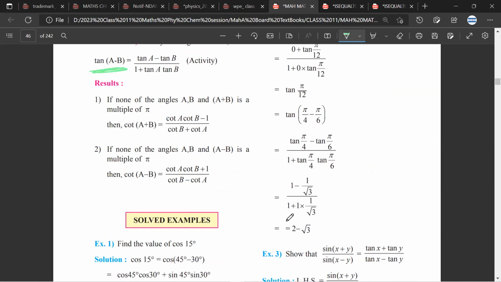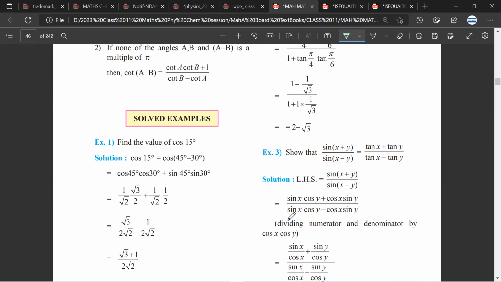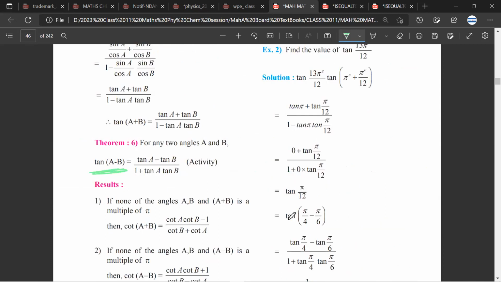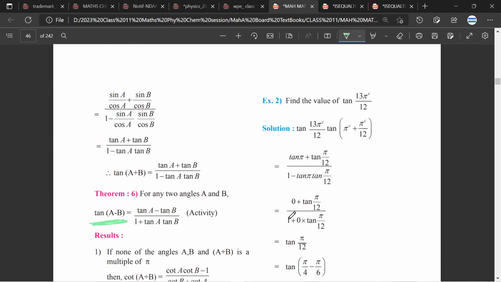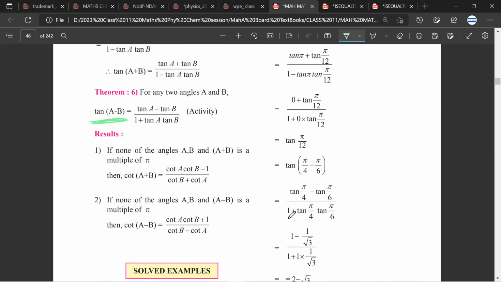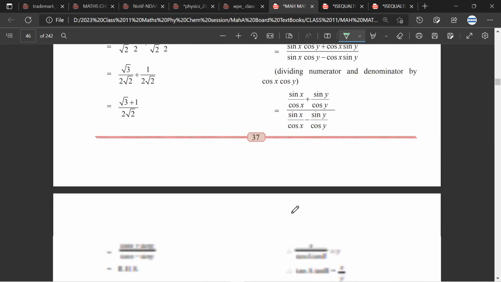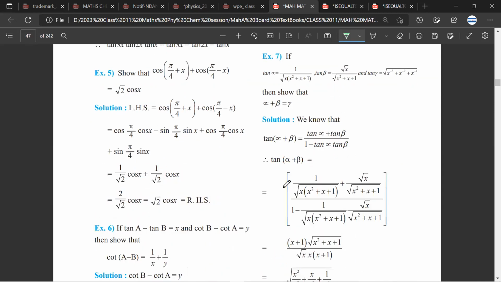Once we are done with practicing these six formulas, plus the value of tan 90 minus theta, value of sine 90 minus theta, then we'll move on to vectors.